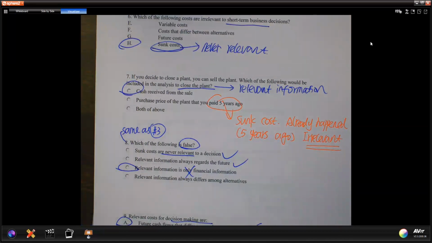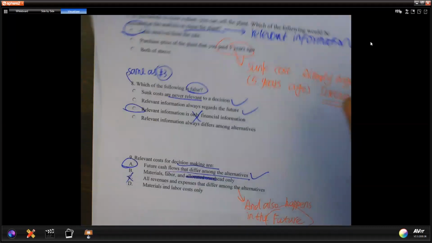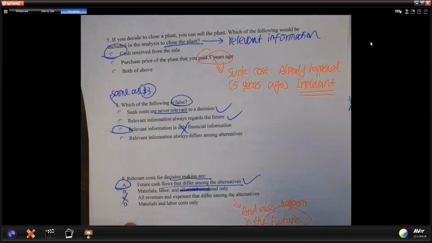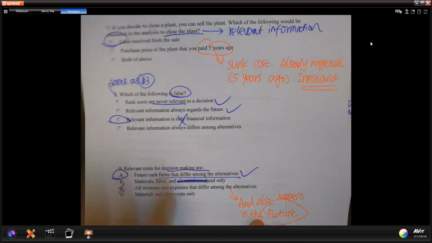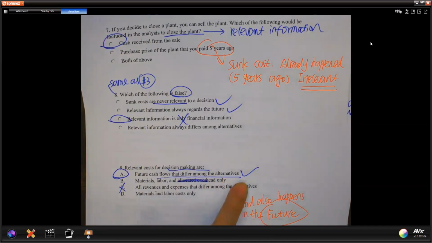Question 8 is similar to question 3. I'll just say false. It can be non-financial factors. And then question 9 talking about decision making relevant cost. Okay, so we said it's always the future cash flow that differs among the alternatives. Some students said, hey, how about all revenues and expenses that differ among the alternatives? So you say they differ, but you have to make sure they happen in the future. It's not all revenue and expense, it's the future revenue and expense that differ among the alternatives. You have to make sure it's the future revenue and future cost.